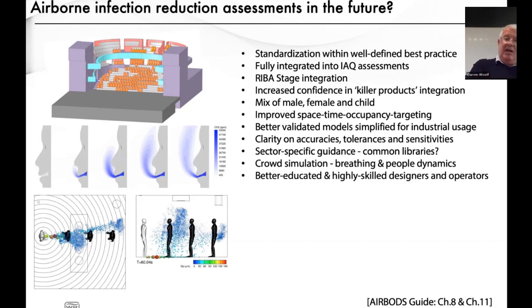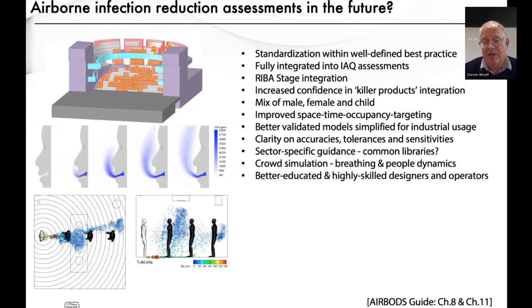Do we use some of these analytical models at a very early stage, helping your system selection? Then you run your thermal models, you highlight where you've got high CO2 levels, and that might, for an important space, lead to CFD models afterwards. We need increased confidence in the killer products integration, what they're performing at. This mix of male, female and child, talk about space-time occupancy targeting rather than just a flow rate. Validation, how we simplify that for industrial usage.